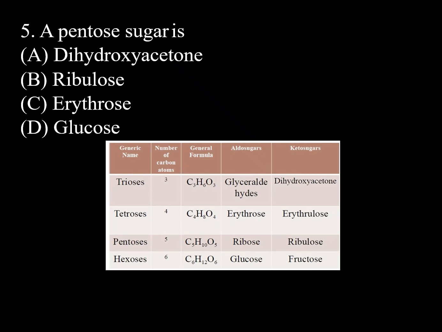The next question: a pentose sugar is option A, dihydroxyacetone; B, ribulose; C, erythrose; D, glucose. The right option is ribulose. A pentose sugar is a sugar made up of 5 carbon atoms. In the table, the pentoses contain 5 carbon atoms, so ribose and ribulose are pentoses. Among the other options, dihydroxyacetone is a triose, erythrose is a tetrose, and glucose is a hexose.